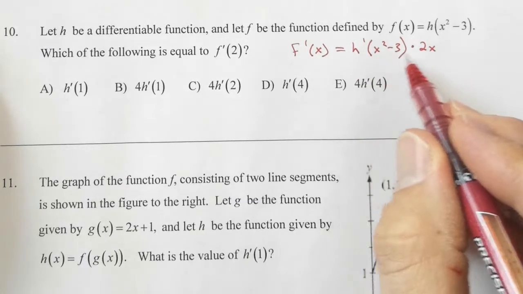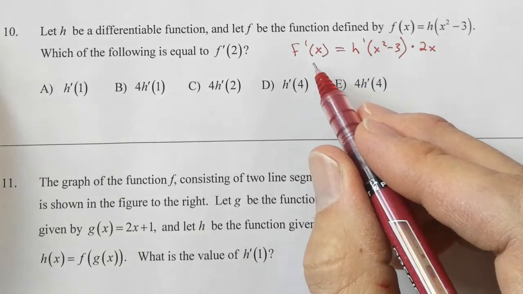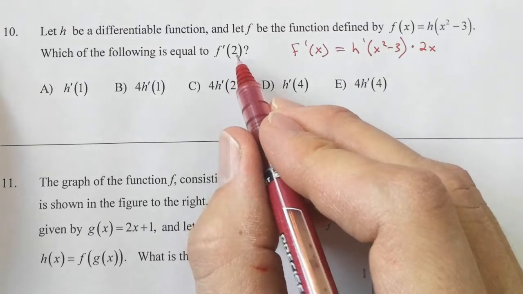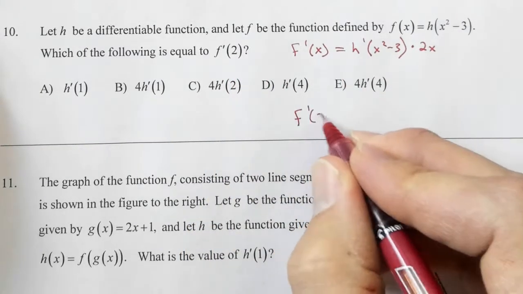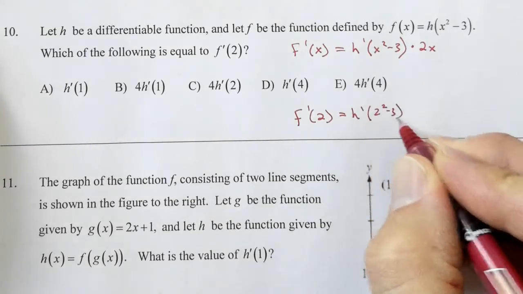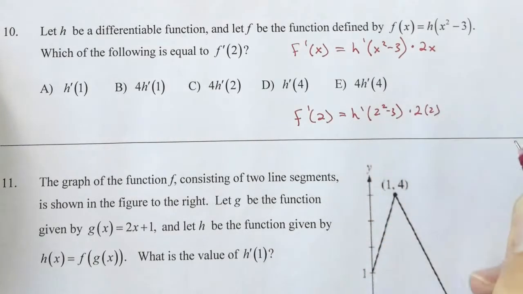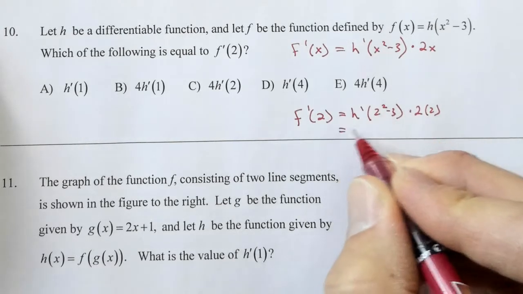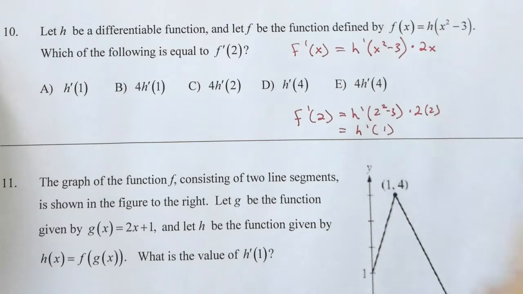So this is our definition for f prime, evaluated at all values of x. We want it evaluated at 2. So f prime of 2 will be h prime of 2 squared minus 3 times 2 times 2. 2 squared minus 3 is 1. So this is h prime of 1 times 4. So we're looking at B.